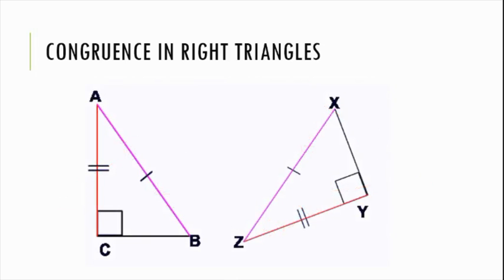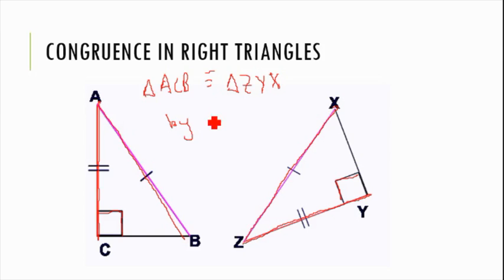Here's an example of what that might look like. Triangle ACB is congruent to triangle ZYX because one leg is congruent to the corresponding other leg. They're both right triangles and their hypotenuses are also congruent. Therefore, they are congruent by the hypotenuse leg theorem.